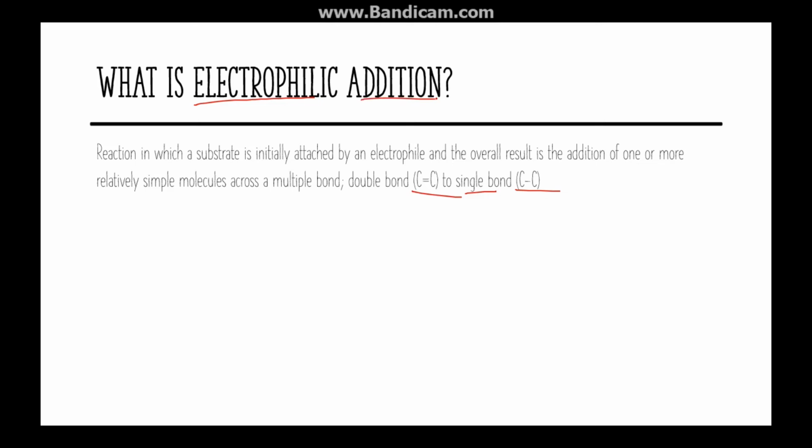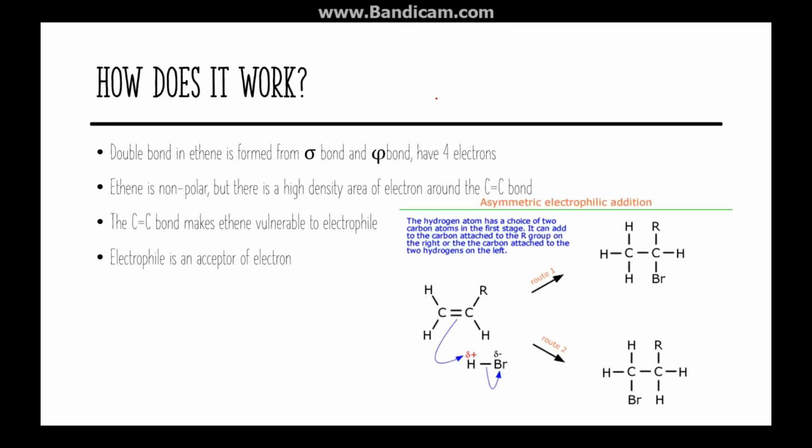Next, how does it work? The double bond in ethene is formed from a sigma and a pi bond, which have 4 electrons in total. Although ethene is a non-polar molecule, there is a high density of electron area around the double bond C. This makes alkenes vulnerable to electrophiles. What's an electrophile, you ask? Well, an electrophile is an acceptor of a pair of electrons. Here, as you can see in the example, ethene and hydrogen bromide.